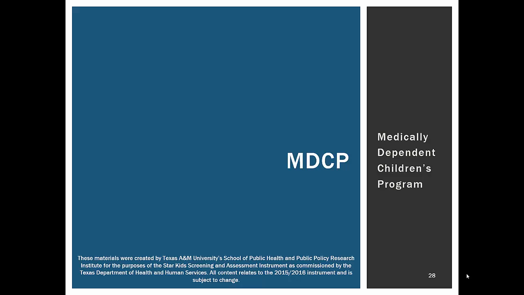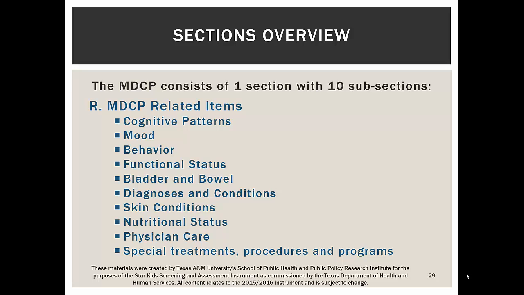MDCP, Medically Dependent Children's Program. The MDCP consists of one section with 10 subsections: cognitive patterns, mood, behavior, functional status, bladder and bowel, diagnoses and conditions, skin conditions, nutritional status, physician care, special treatments, procedures, and programs.